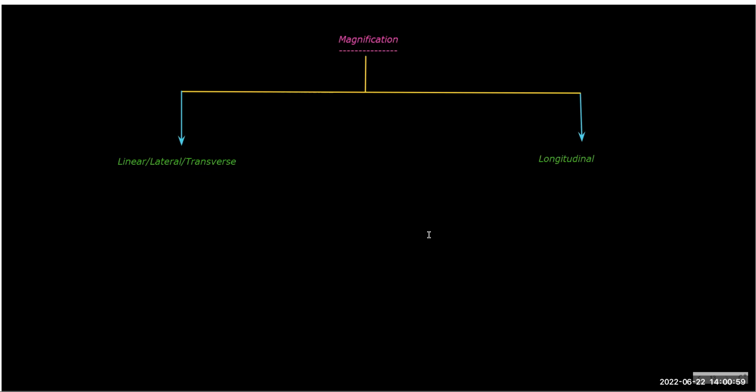Longitudinal means the magnification along the axis. So if the object is not kept perpendicular to the principal axis, rather it is lying along the axis, then what we get is called longitudinal magnification. And if it is kept perpendicular, we call it linear or transverse and so on. So let me draw this.